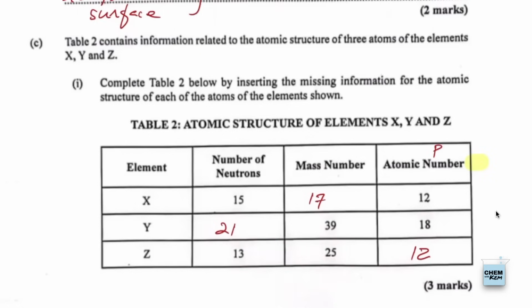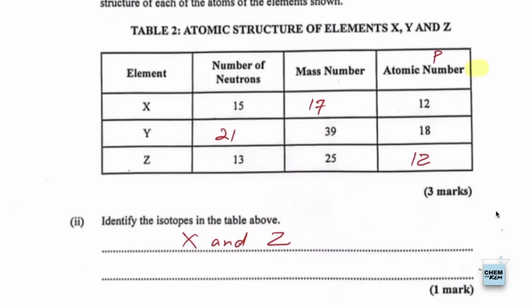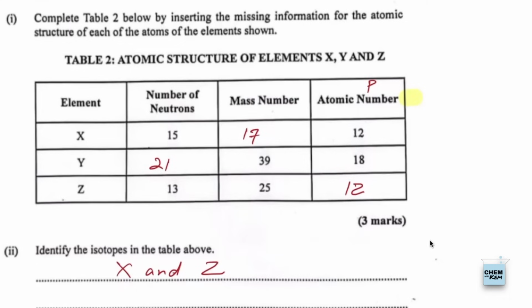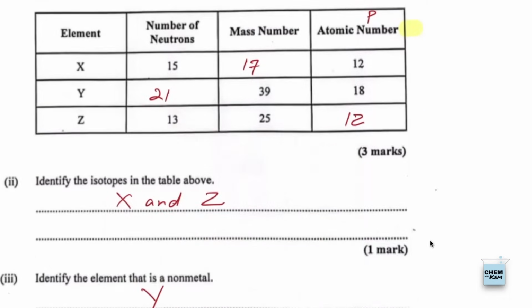And we should be seeing that X and Z should be jumping out at you. They both have the same atomic number, or the same number of protons. So it means that these two would be our isotopes: atoms of the same element with the same atomic number, but different number of neutrons. So that will be our isotopes.